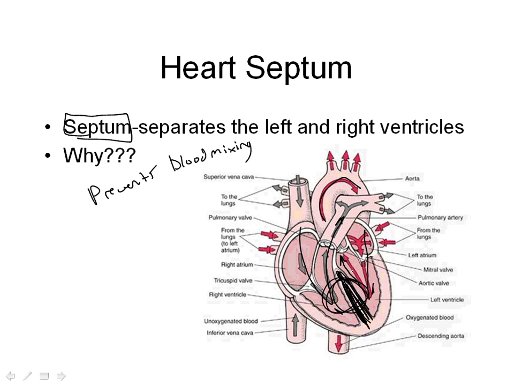If all of this stuff was mixing, we wouldn't know which one is going out to the body and which one was going to the lungs. So we need to have all of our oxygenated blood in order for us to utilize the amount of energy that we're going to be producing. So it's to increase efficiency.